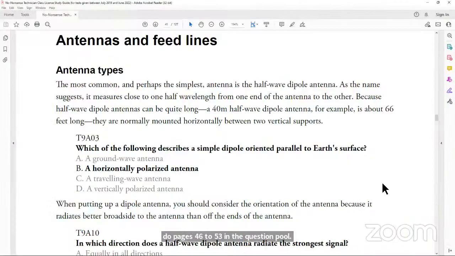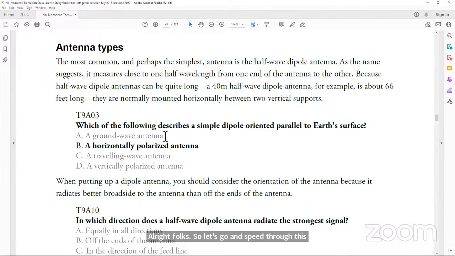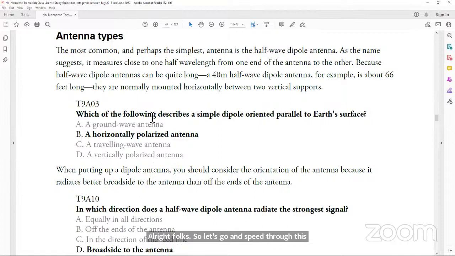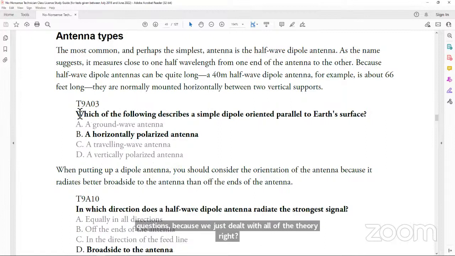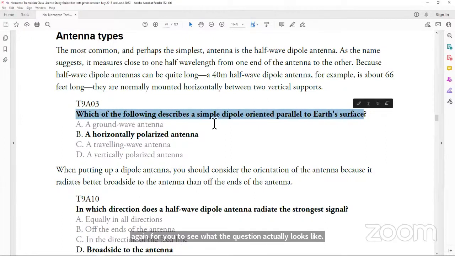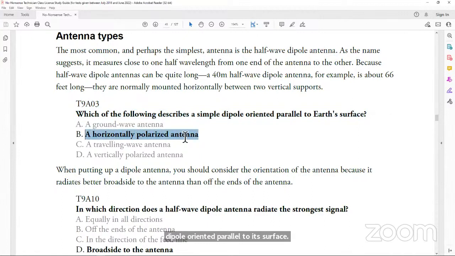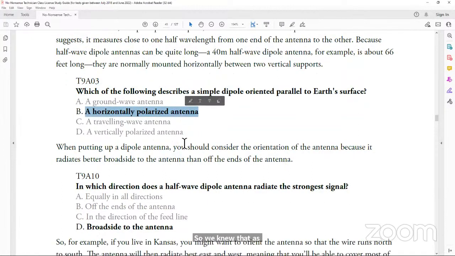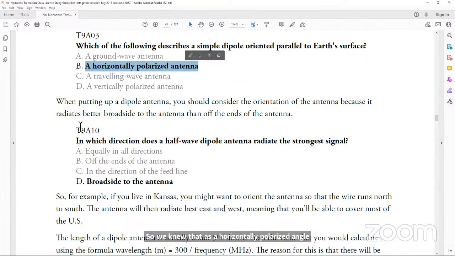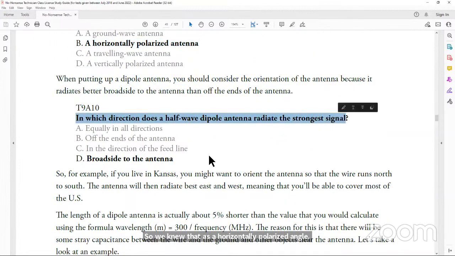All right, folks. So let's speed through these questions because we just dealt with all of the theory, right? So again, for you to see what the question actually looks like in the exam. Which of the following describes a simple dipole oriented parallel to Earth's surface? So we knew that as a horizontally polarized antenna. So you see how the theory is coming together? All right, next question in the question pool.